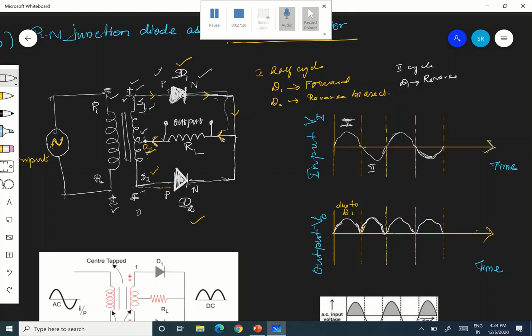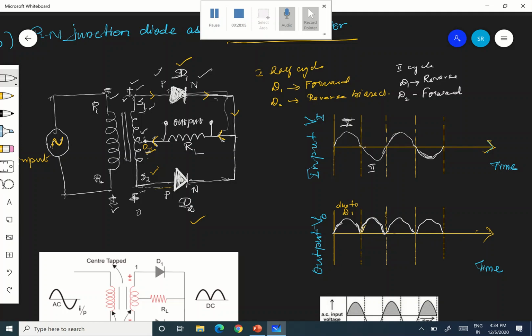And what about D2? In D2, P is connected to S2. S2 is positive now in the second half cycle, and N is connected to O. O is at lower potential when compared to S2. Therefore, P is positive, N is connected to negative. Why? Because O is at lower potential when compared to S2. Which means N is connected to lower potential, P is connected to higher potential, which means that D2 will be forward biased.